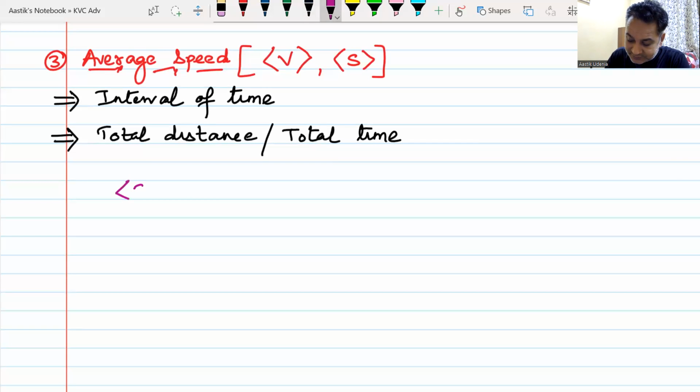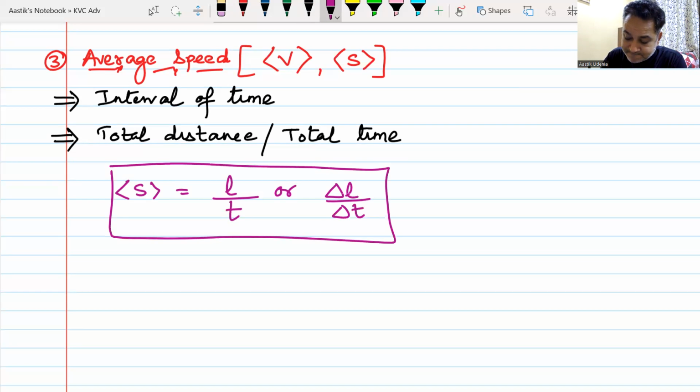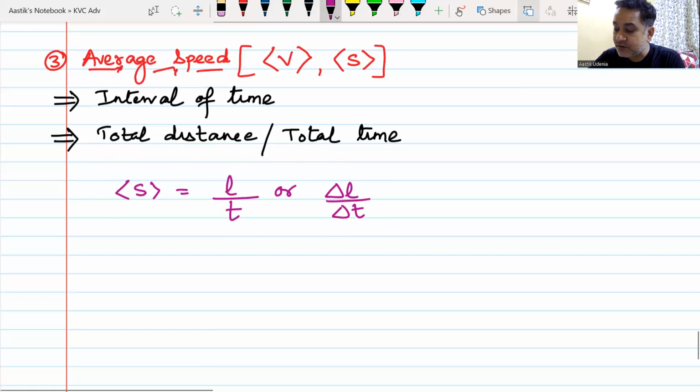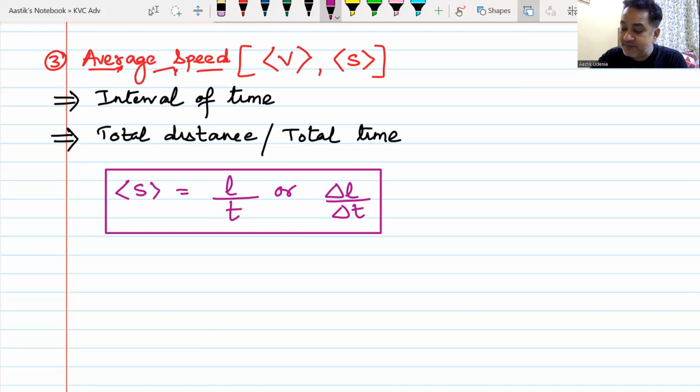I can write it like this. Average speed is total L divided by total T, L divided by T. Or sometimes I can write it delta L divided by delta T. They basically mean the same thing. Delta L means how much distance it has traveled, total distance divided by total time. Do we understand this? Yes, sir. This is what I call average speed. And remember, average speed is always calculated over an interval of time. Do we understand this? Yes, sir.